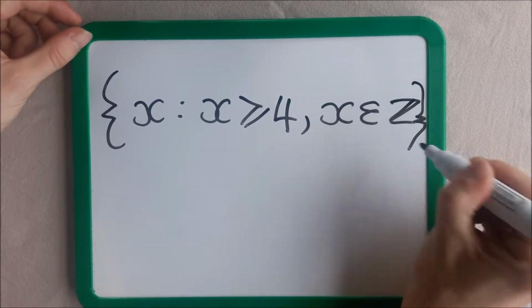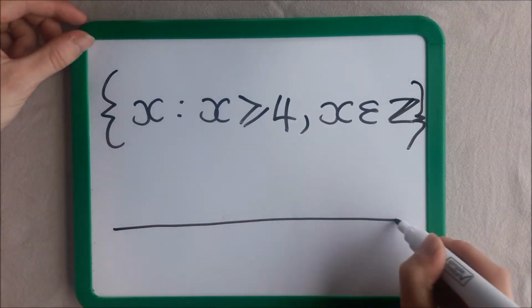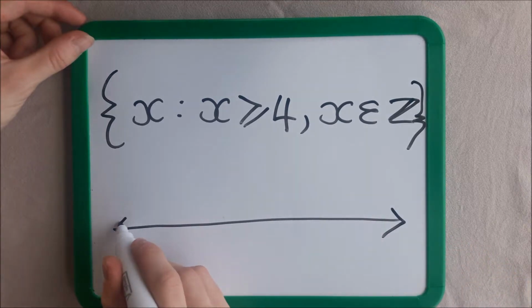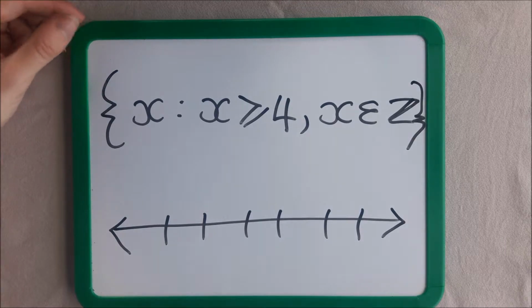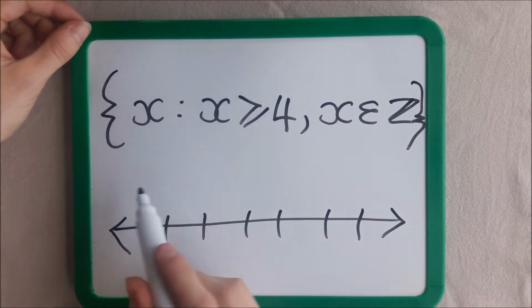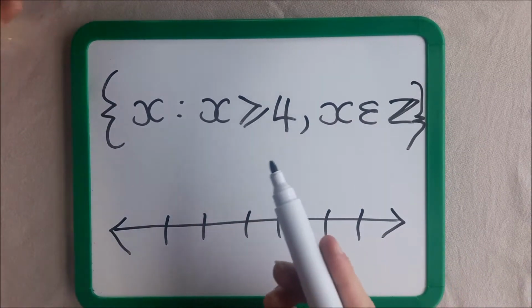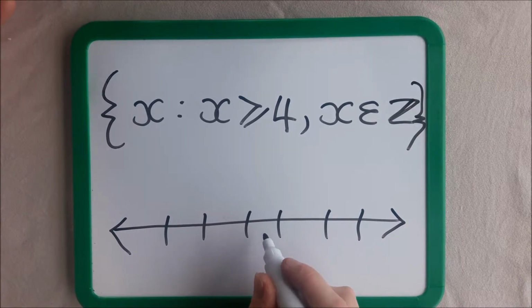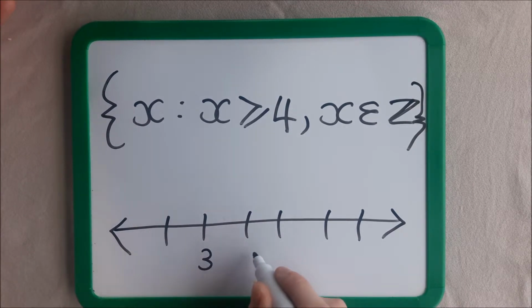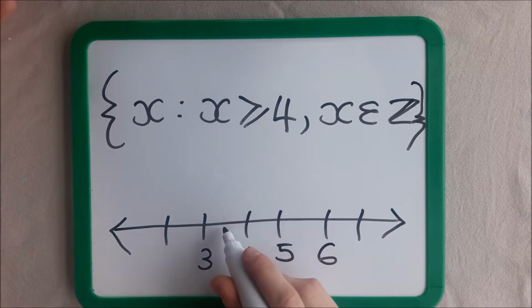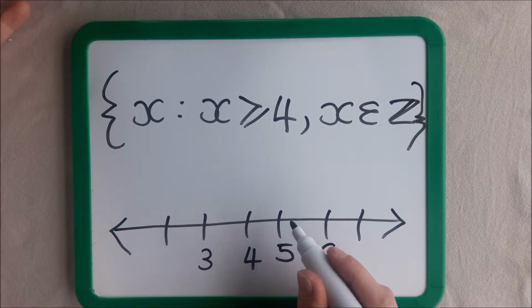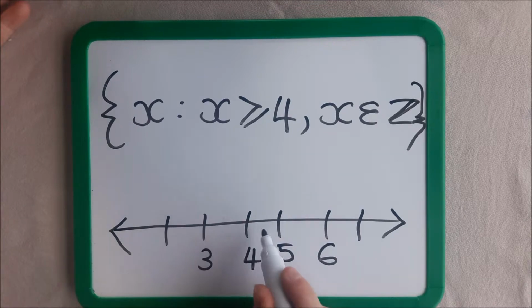Now once again, we want to try and represent it on a number line. If we have all our numbers here, when we're working with integers, it's important that we don't work above the number line, because integers are the whole numbers. So we're going to have 3, 4, 5, 6. It's not going to be, say, 3.5 or 4.2. So we're going to work on the number line itself.